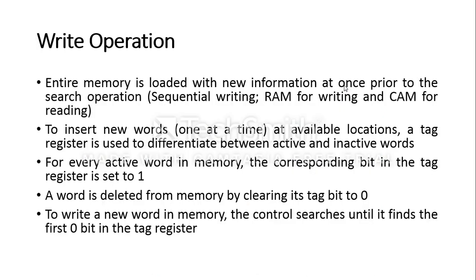Now let us see how the write operation will take place. So there are two types of write operations that we need for an associative memory. If we consider the initial scenario where the memory is totally empty, it does not contain any data. In that case, if you want to load the entire memory with new information at once prior to any search or read operation, then you can choose the sequential writing operation, just like you can do in any conventional random access memory.